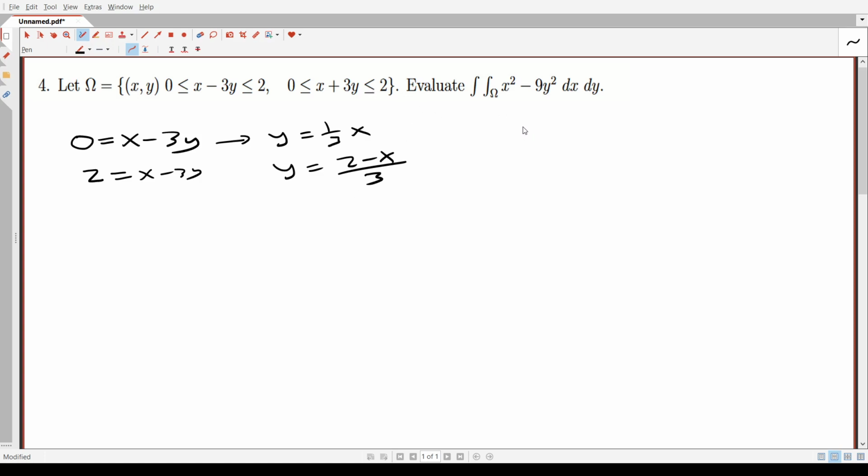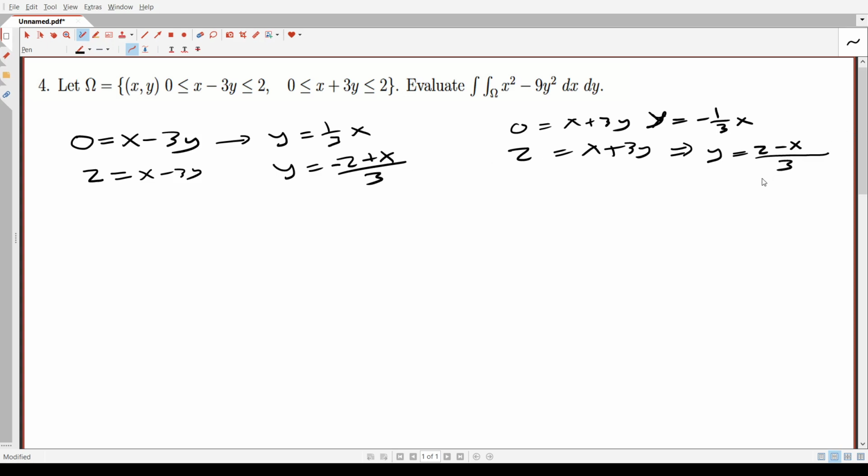And then I do the same for the other one. I have 0 equals x plus 3y, which gives me y equals minus 1/3 x. And 2 equals x plus 3y, which is the line y equals 2 minus x all over, this should be negative, positive, because I divide by -3. Anyways, I get this all over 3.